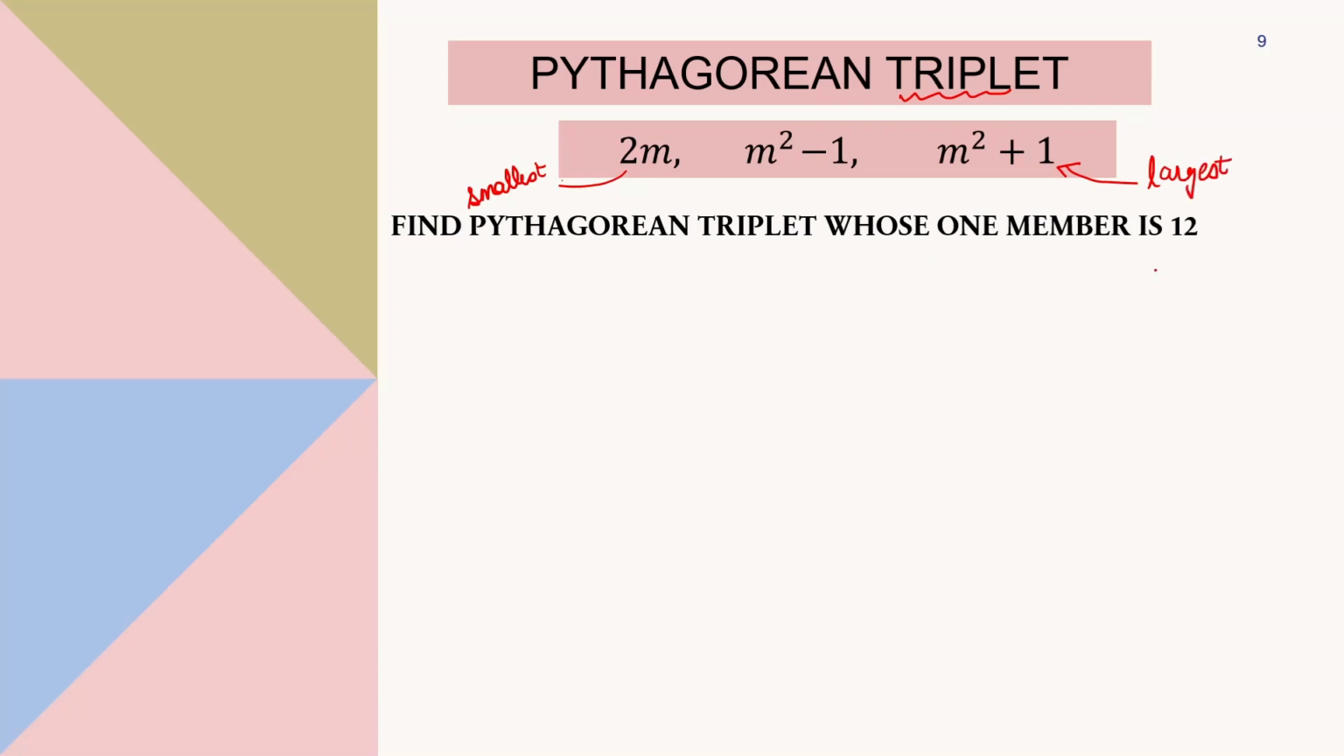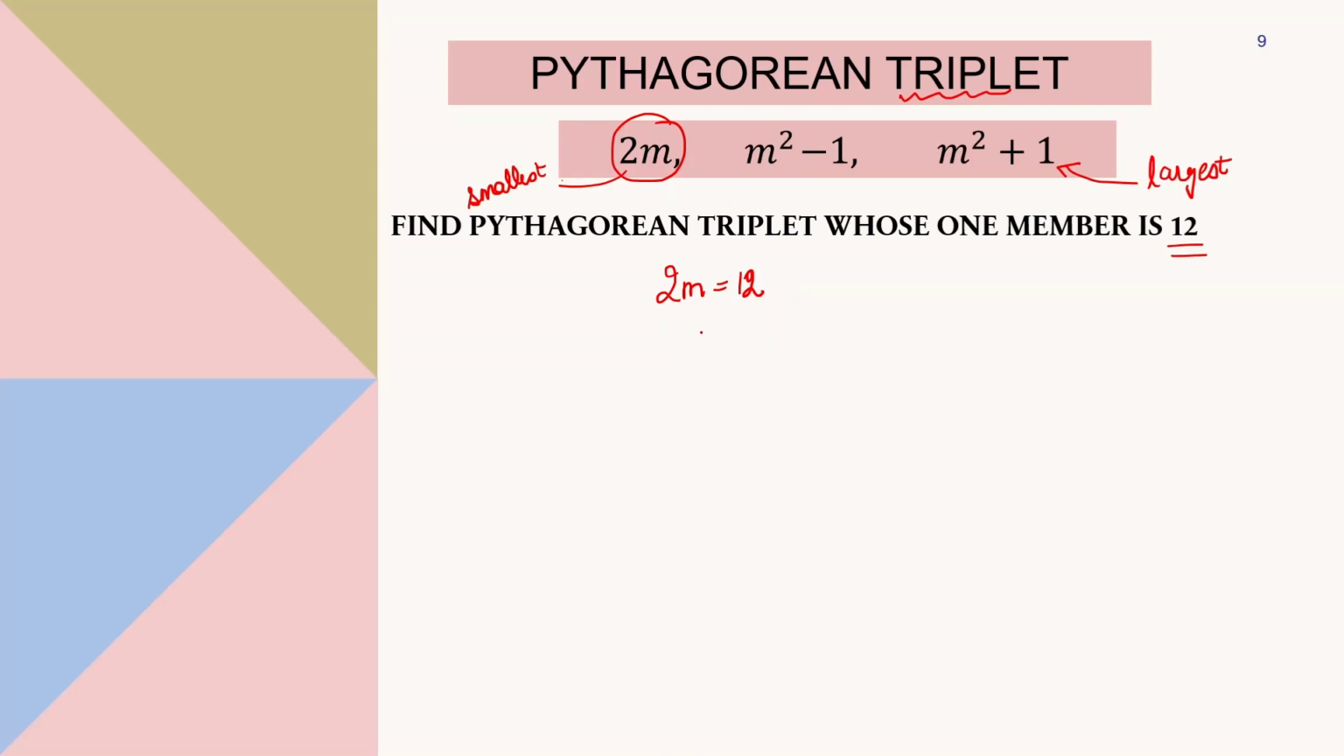So how will we solve these questions? Find the Pythagorean triplet whose one member is 12. So you can pick 2m is equal to 12. If the question says the smallest member is 12, equate it with 2m. Even if it says one of the members is 12, equate it with 2m, because here the calculation becomes easier. Because in the other two members there is an exponent, that is 2. So without an exponent, the solution is much easier than with the exponents.